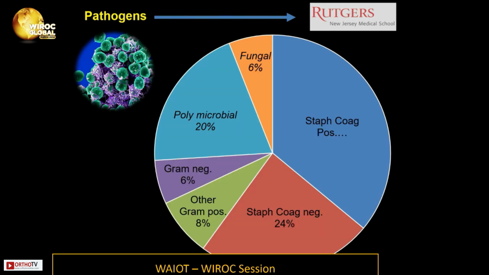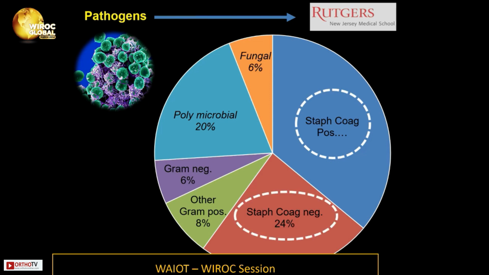In our practice, these are the most common pathogens. Staph coag positive at 36%, coag negative at 24%, and polymicrobial organisms make up to 20% of the cases.